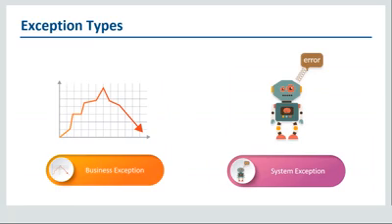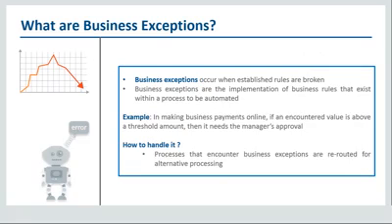Now, exceptions can basically be of two types. It can either be a business exception, or it could be a system exception. Let's understand both these kinds of exceptions. The first one, like I said, is the business exception. A business exception occurs whenever an established law or an established rule inside a company gets broken.